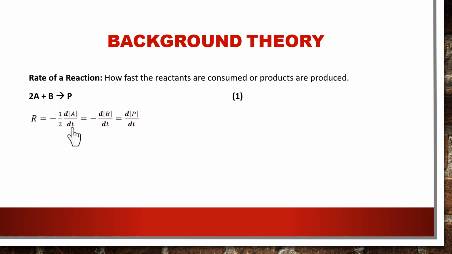Similarly, the rate of the reaction could be expressed in terms of the reactant B or the product P. But this time, because it is a product and products are being formed, not being used up, a positive sign is used instead. Another way the rate can be expressed is in terms of the rate law. That is, rate is equal to the specific rate constant K times the concentration of the reactants raised to their specific order of that reactant.